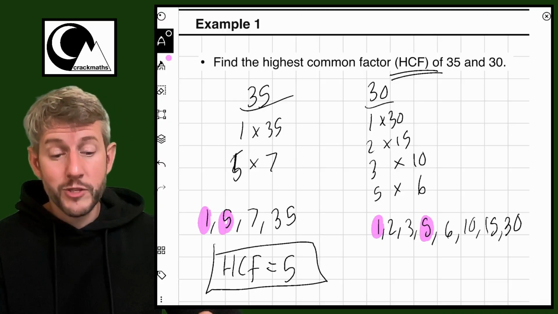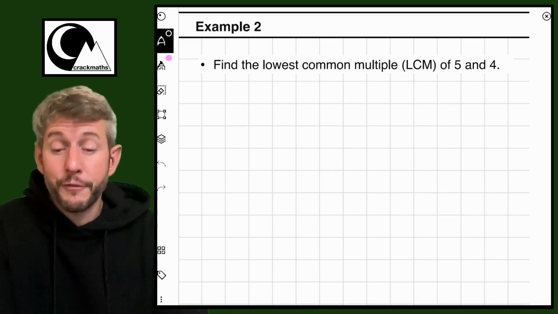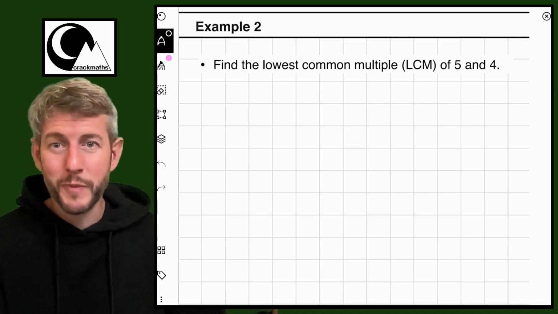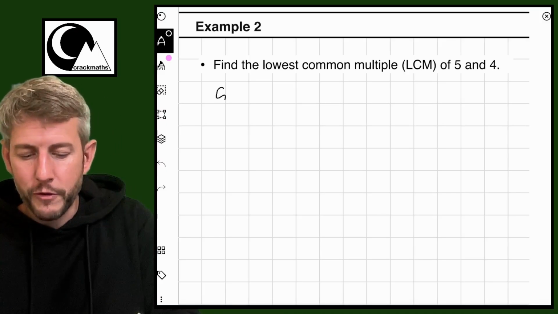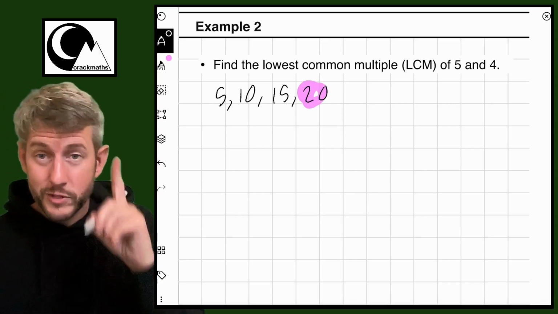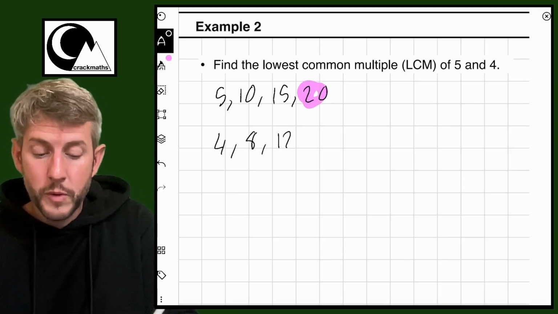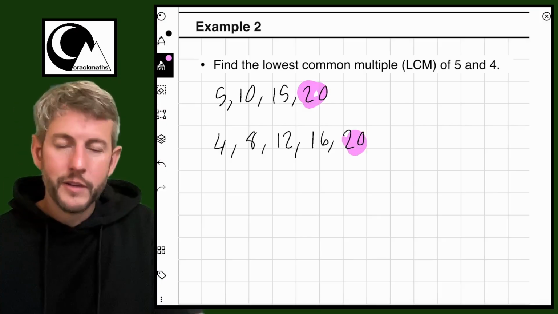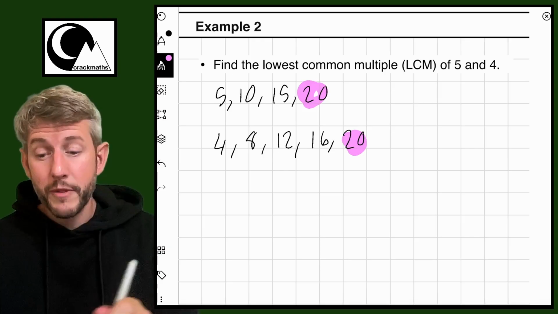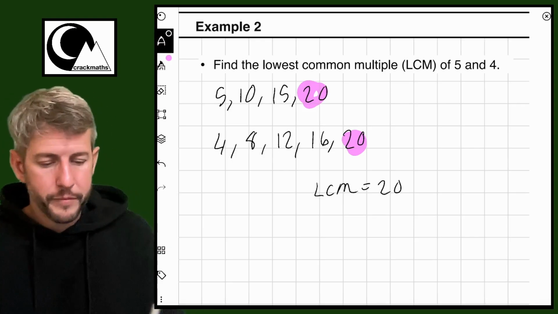Let's have a look at example 2. Example 2 says, find the lowest common multiple of 5 and 4. So we just need to start writing out our times tables until we get to a value that satisfies both. Let's see the 5s: 5, 10, 15, 20. I'm going to stop there because I know 20 is in the 4 times table. But let's just check I haven't missed anything: 4, 8, 12, 16, 20. It definitely appears that 20 is the first number in both the 5 times table and the 4 times table. So our lowest common multiple is going to equal 20.